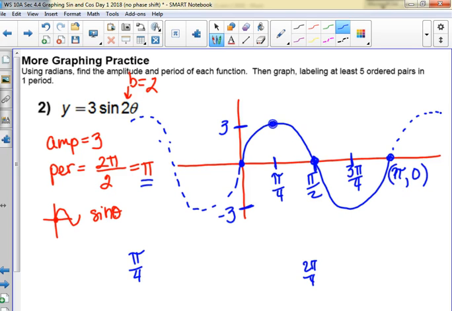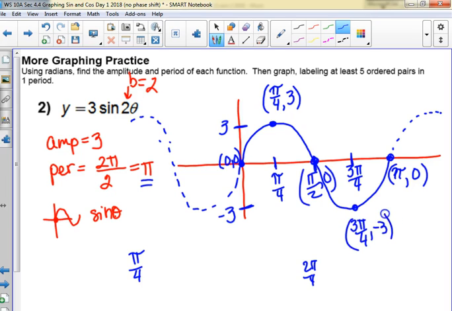Right, so ordered pair up here at the top. Pi over 4, 3. This one was 0, 0. This one is pi over 2, 0. And then the minimum down here. Okay. So you should have 5 ordered pairs if you've drawn one period. That's going to be the requirement for the quiz. Any questions so far?